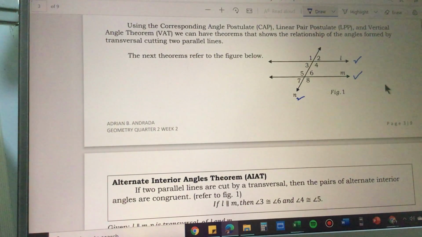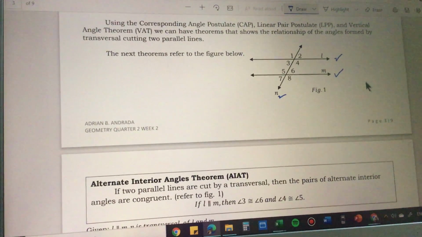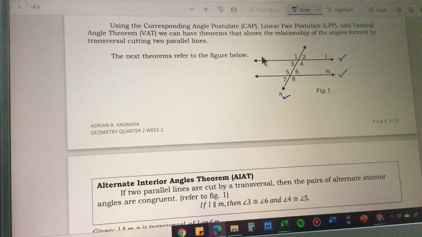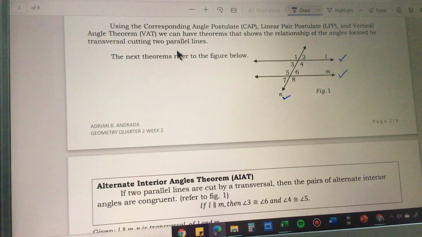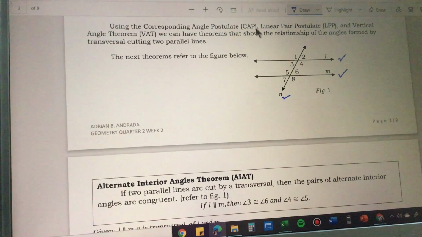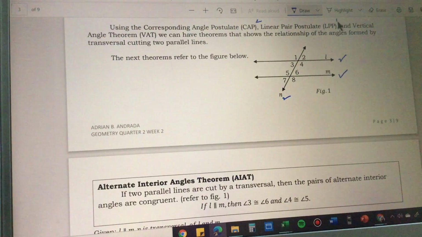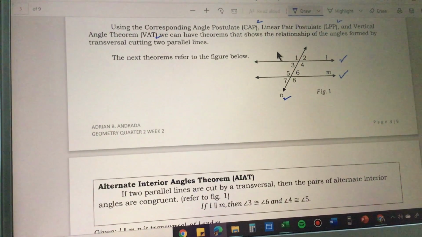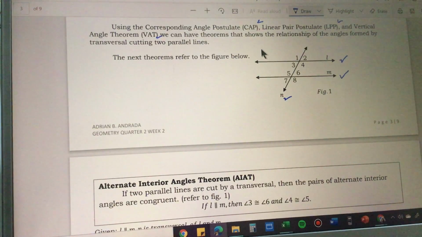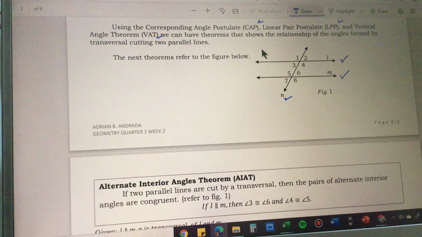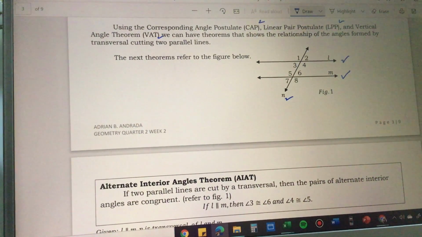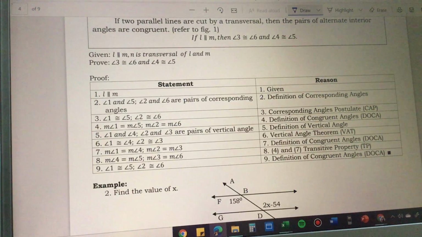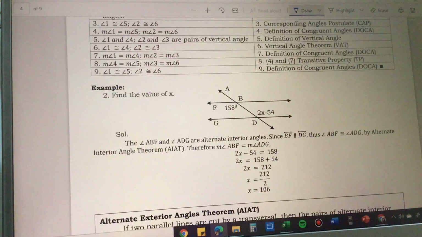This is a theorem because we can prove it, so there is a need to prove it. What properties, definitions, or existing postulates and theorems can we use to prove it? We have the corresponding angle postulate, CAP, from earlier, the LPP, linear pair postulate, and the VAT, vertical angle theorem. We can use these to prove the next theorems regarding angle pairs formed when there are parallel lines cut by a transversal. So, that is our sample proof using a two-column proof.